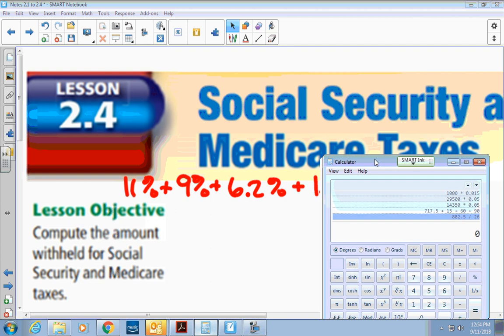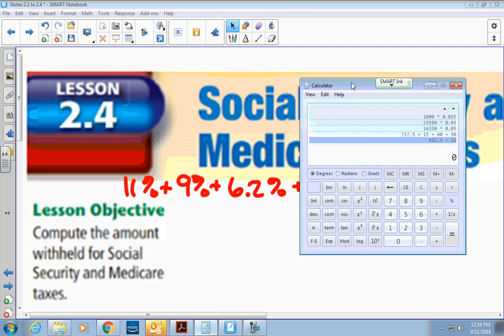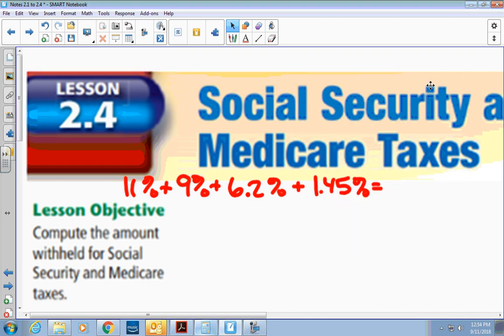let's do this math together. So it's 11 and 9 is 20, plus 6.2, plus 1.5. So before I even pay sales taxes, almost 30% of my income is already gone out of my paycheck. So that's almost a third of my paycheck just in taxes.